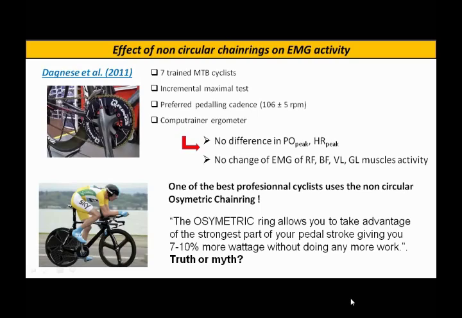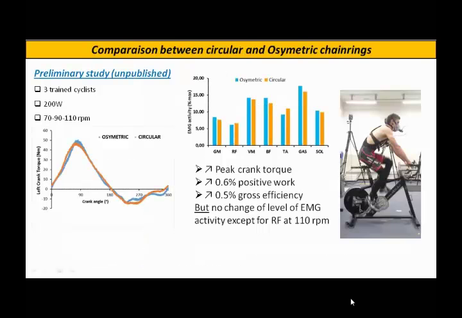According to the manufacturer, this ring could improve cycling performance by 10%. This is the truth of the myth. To give an answer, we started to study in our lab the effect of the asymmetric ring on muscle activity, peak crank torque, and gross efficiency. In the preliminary results of only three subjects, it seems that gross efficiency can slightly increase with the asymmetric ring.